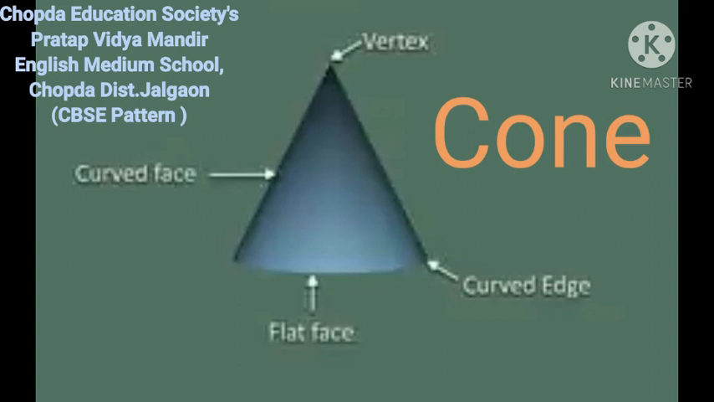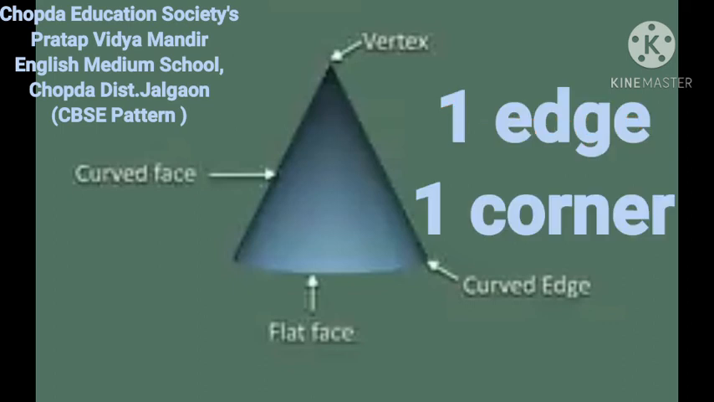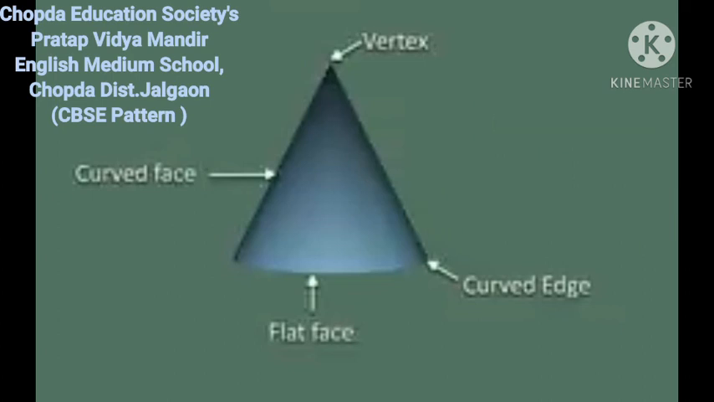Look at this figure. It shows a plain surface as well as a curved surface. And this cone has only 1 edge and 1 corner. See, 1 edge and 1 corner are shown. Another name for corner is vertex. So these are the properties of cone.